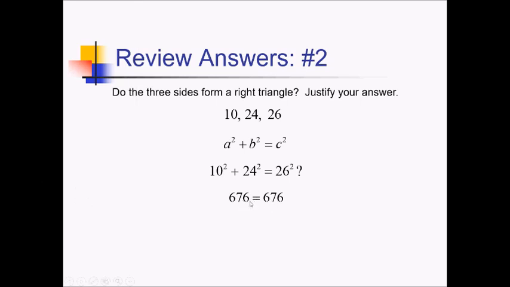Therefore, because these two are the same and these sides satisfy the Pythagorean theorem, we can say that yes, this is going to be a right triangle. Now, if these had come out to different numbers, we would write does not equal, and we would say no, it's not a right triangle.